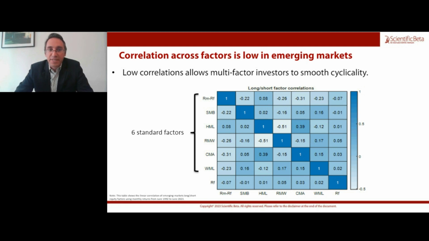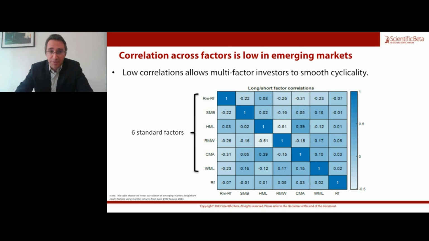And here you can see that in emerging markets, these factors also have very low correlation. So again, these are the same standard factors. Just for information, you have the market factor, and then you have these 5 style factors from the Fama-French model. And you can see here that you have very low correlation.